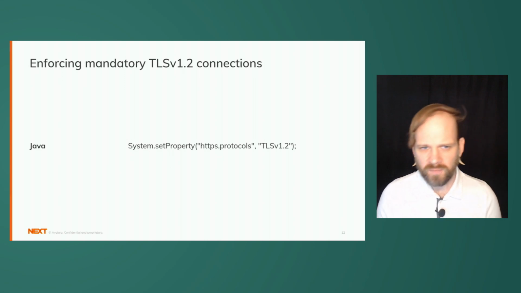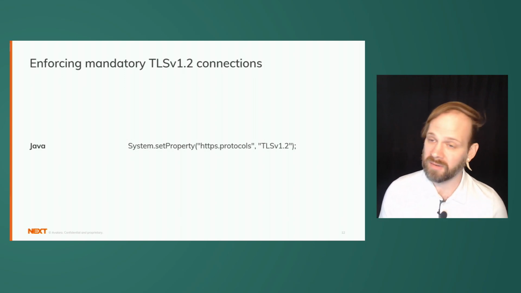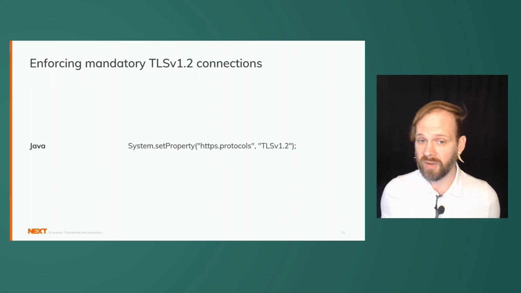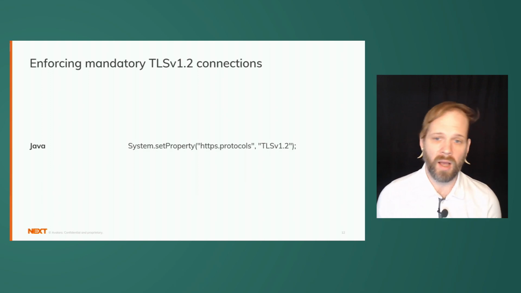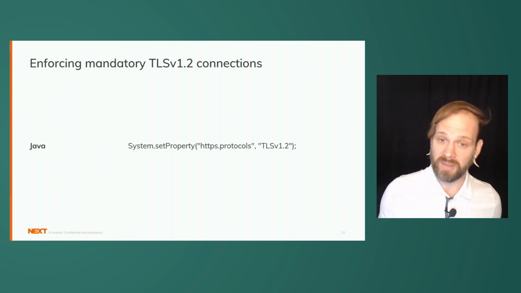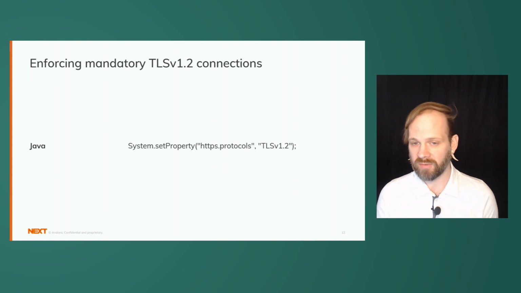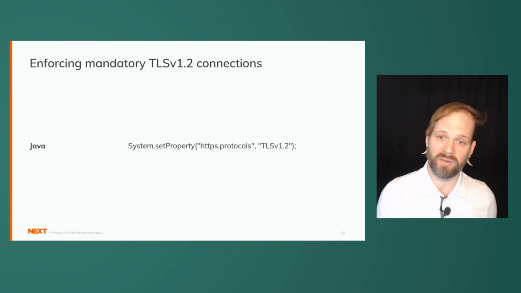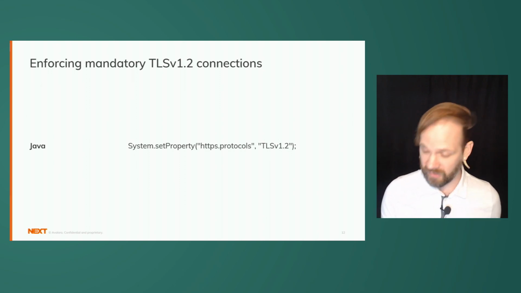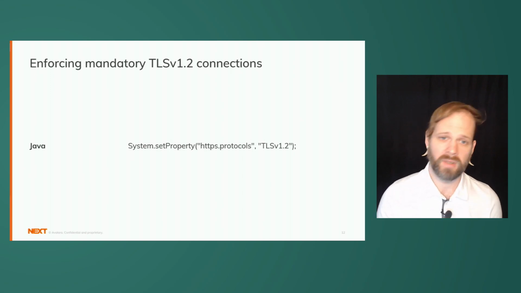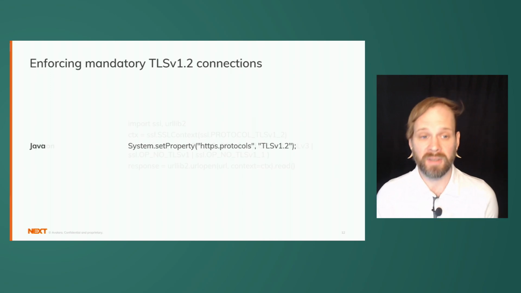All right, so first up, the first example is Java. It's very easy. It's a setting you set globally, and it's simply System.setProperty. You set this for all your HTTPS protocols, and you set TLS 1.2. And again, I mentioned TLS 1.3 earlier. It's something to consider.